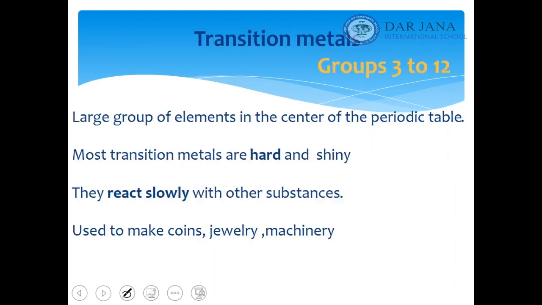The third group of metals is the transition metals group. It goes from group number 3 to group number 12. It's the large part in the periodic table. These metals are hard and shiny. We have, like, iron is hard. They react slowly, like if you take rusting.